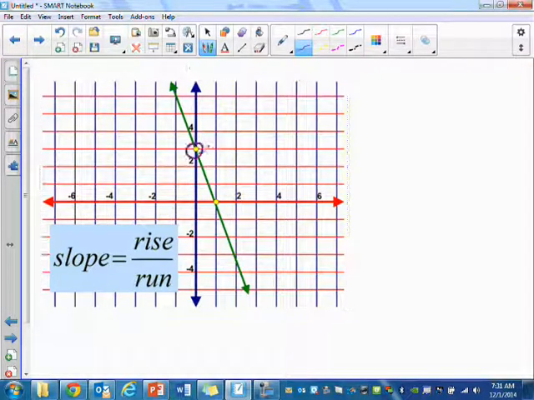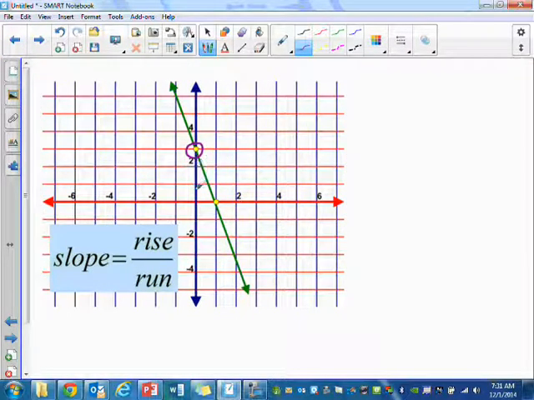So I'm going to start with this point here. You go 1, 2, 3, down, and 1 over. It was negative because we had to go down to the next point. So you're basically always reading the graph from left to right. That's why I picked this point first.